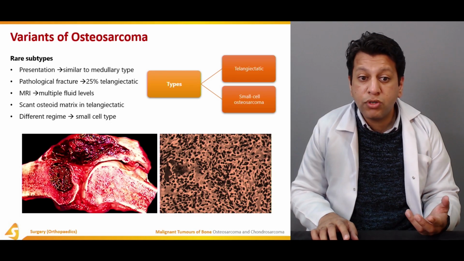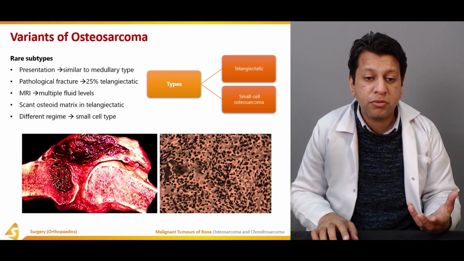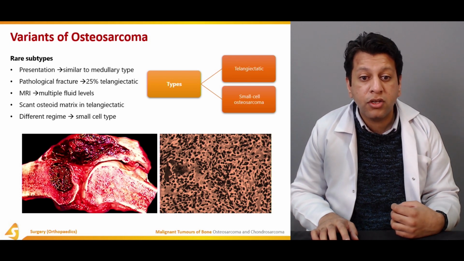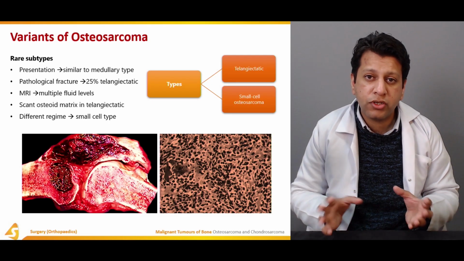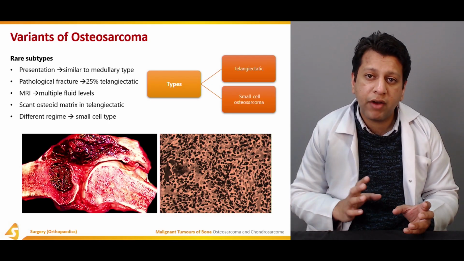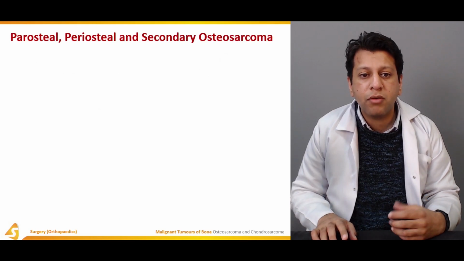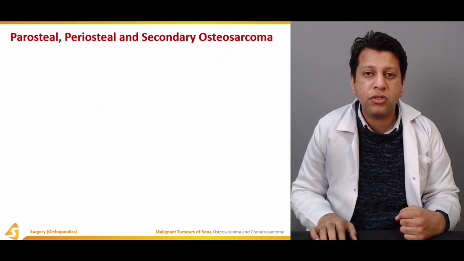Now, I've just told you that usually an osteoid matrix is always present, and in MRI there are multiple fluid levels because there are lytic lesions. Usually for small cell, the regimen is the same, but you have to give neoadjuvant followed by resection. Now, these parosteal and periosteal ones are usually low grade.